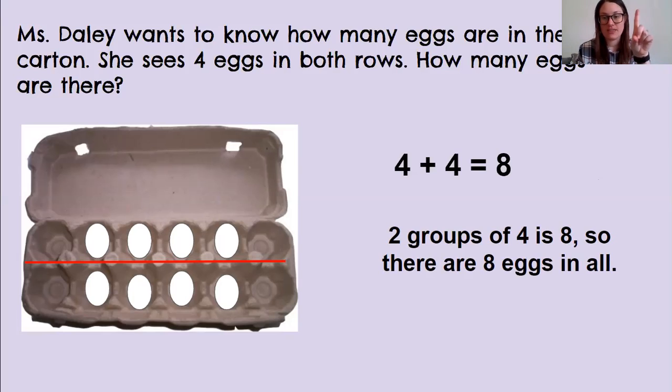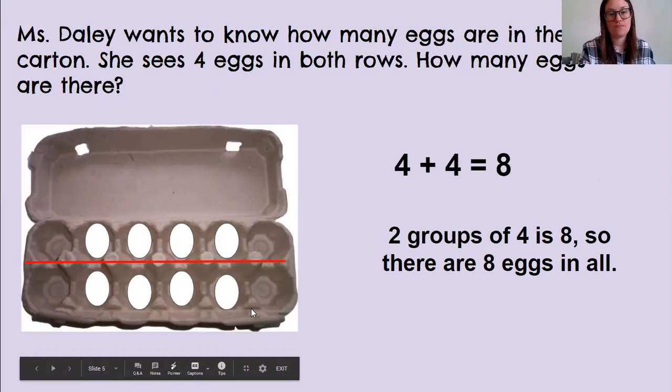So again, we read the problem, we drew a picture, and we wrote about it. Read, draw, write to help us solve these word problems by using arrays. Right here, this is an array, a picture. By using tape diagrams, and by using repeated addition equations. Let's go ahead and look at a second problem.